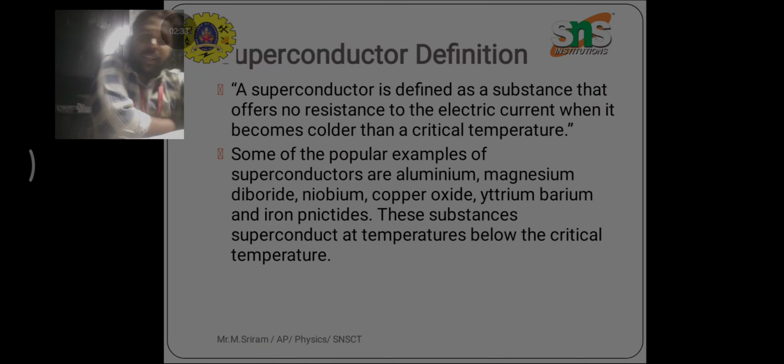Superconductor definition: a substance that offers no resistance to the electric current when it becomes colder than the critical temperature. Some popular examples of superconductors are aluminum, magnesium diboride, copper oxide, yttrium barium, and pnictides, and these substances superconduct at temperatures below the critical temperature.